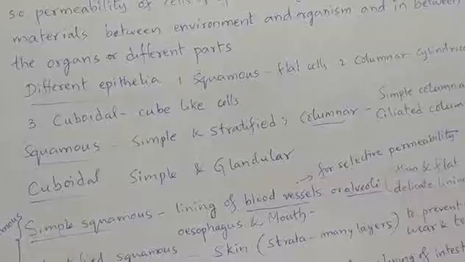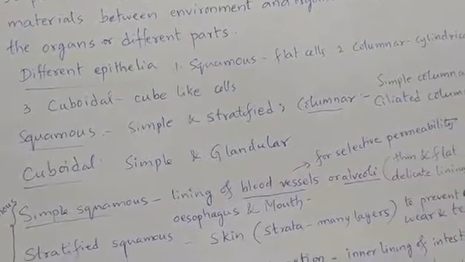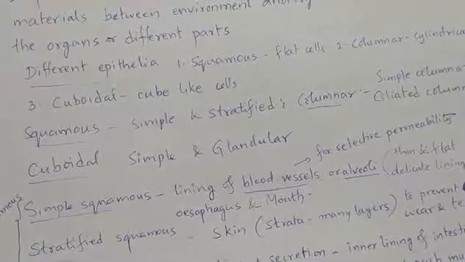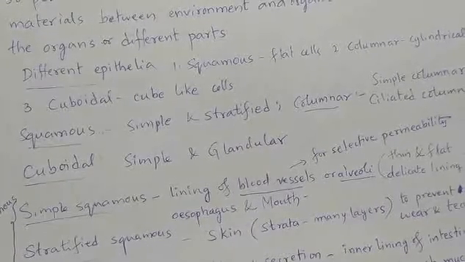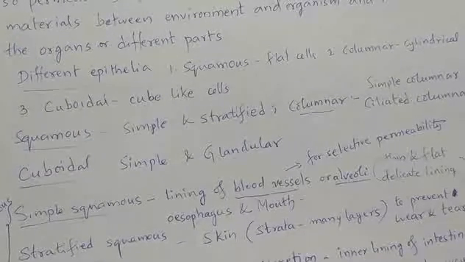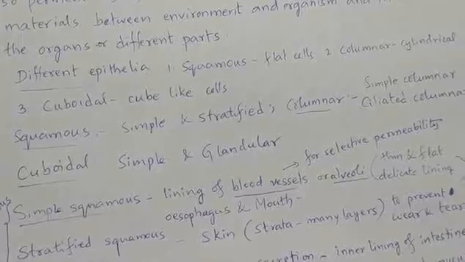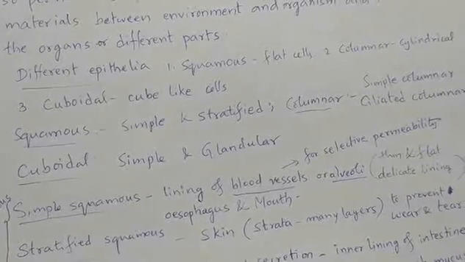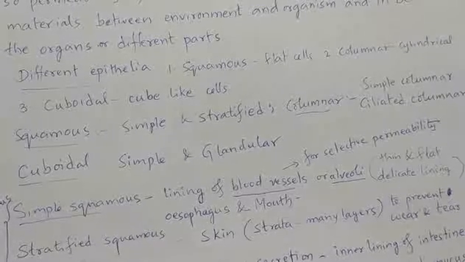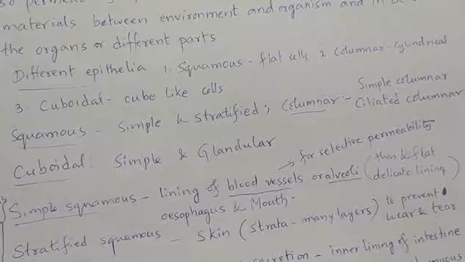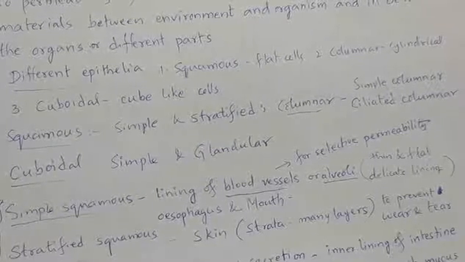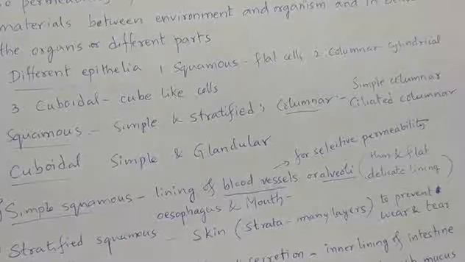There are different types of epithelial tissue. The major epithelial tissues are 3 types. They are squamous epithelial tissue, columnar epithelial tissue, and cuboidal epithelial tissue. The cells of squamous epithelial tissue are flat. The cells of columnar epithelial tissue are cylindrical, and the cells of cuboidal epithelial tissue are cube-like.